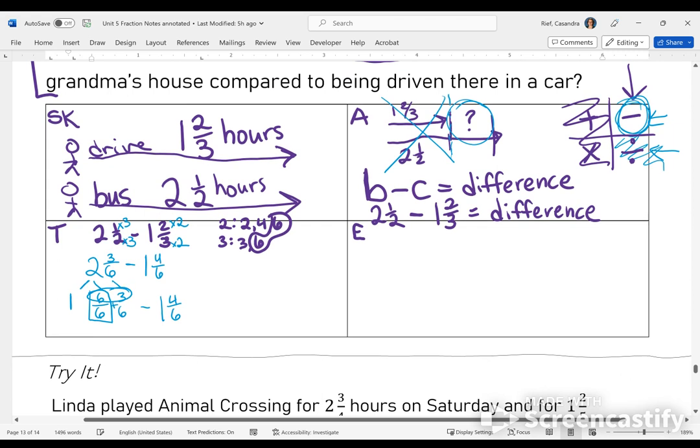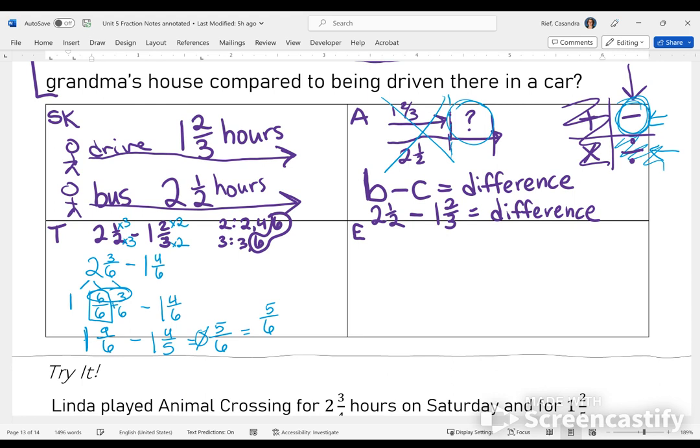I'm going to combine to figure out how many sixths I have, and that gives me 1 and 9/6 minus 1 and 4/6. All right, I'm going to subtract my fractions first. 9/6 minus 4/6 gives me 5/6, and 1 minus 1 is 0. I could just write that as 5/6.